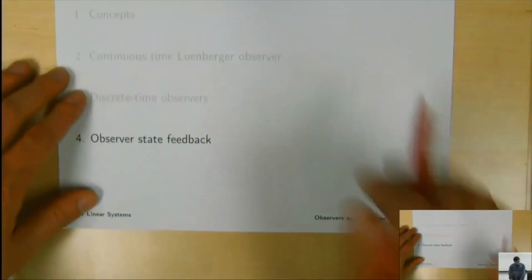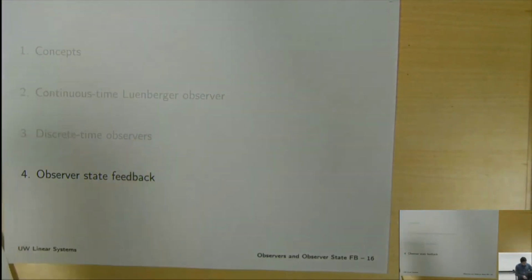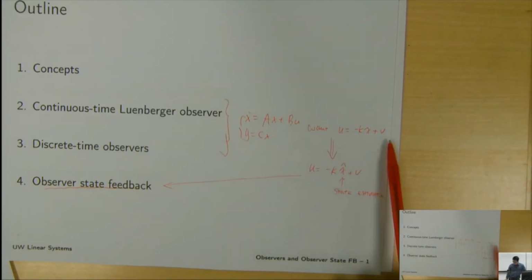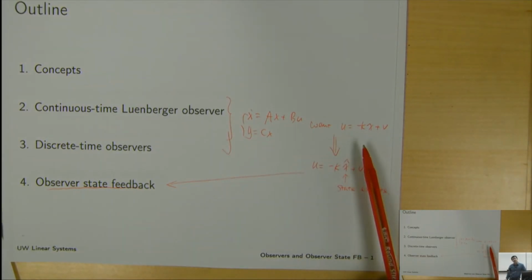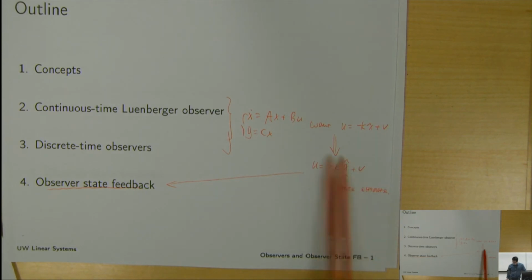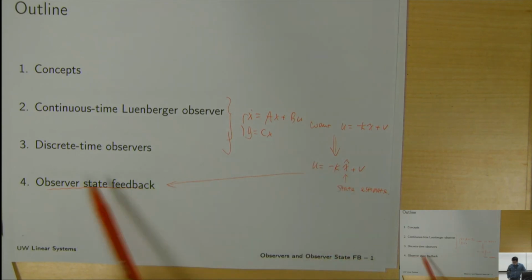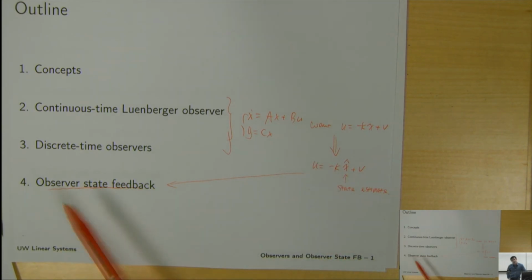All right. We talked about observers. We talked about this big picture at the beginning. Now, with an observer, if we still want to enjoy the benefit of state feedback, then let's see what happens if we replace x with x hat in designing the control law. That is the problem of observer state feedback.